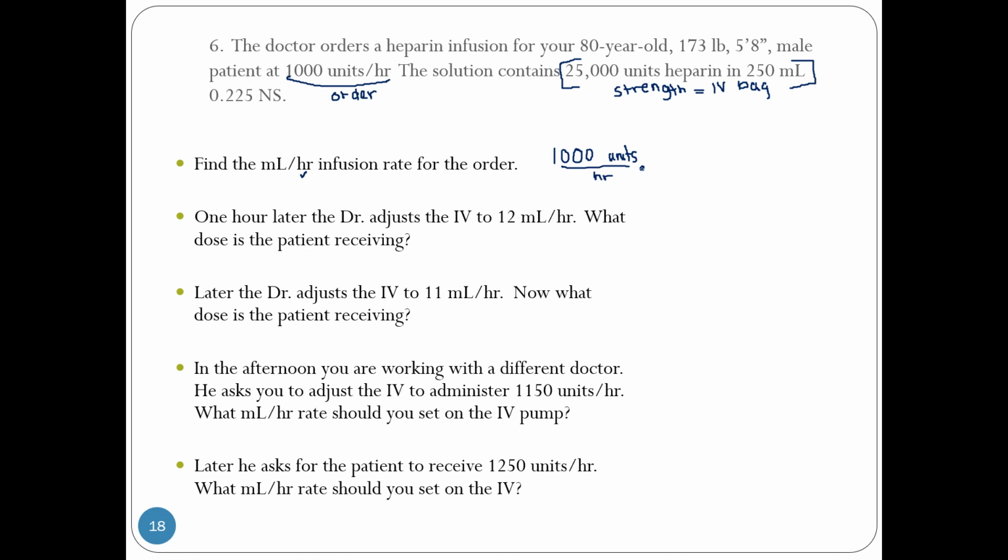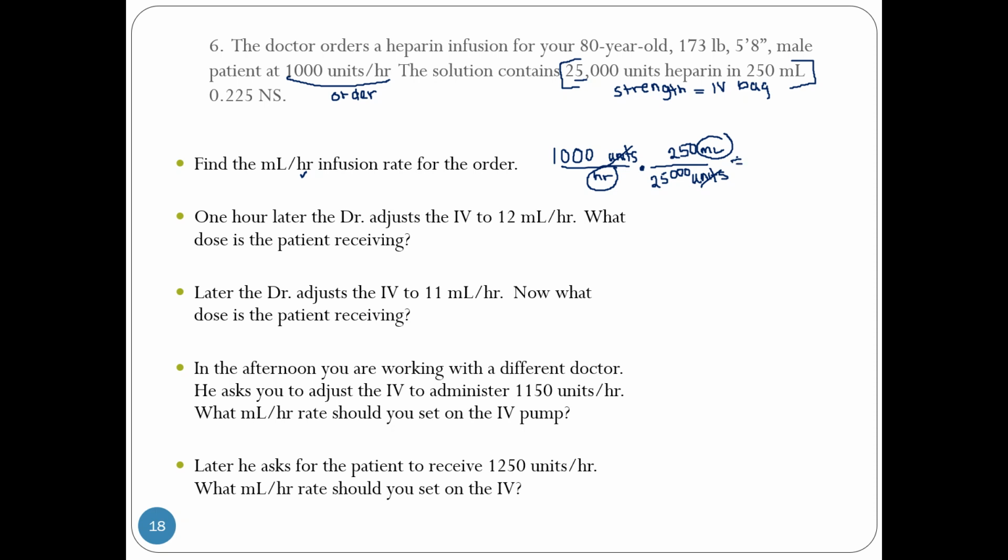Looking at my ordered amount, that means I'm going to need to cancel units. So units will go on the bottom. And I'm going to use the units that are in the bag to do that. So 25,000. And up here, 250 mLs. And that gives me mLs. So literally that is my one and only conversion. And that's why we did heparin earlier, because the heparin problems, although they sometimes have weight in and are more involved, also can just be one step at a time.